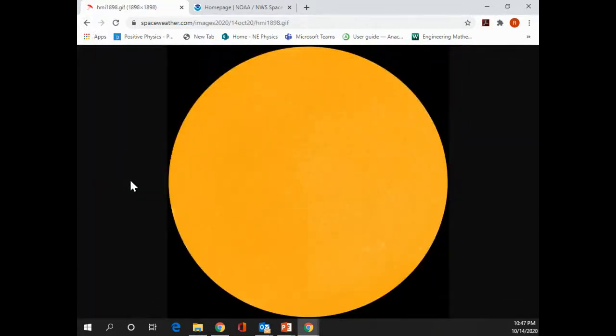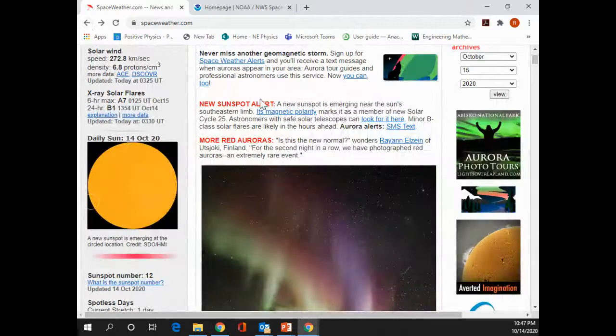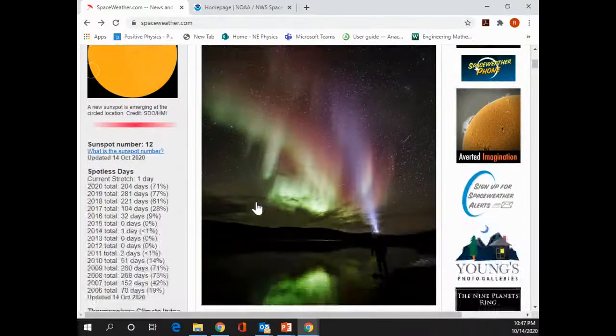Right now, there's virtually nothing happening, except right down here on the edge of the sun is an active region rotating towards us. In fact, it says up here, new sunspot alert. There's an active region about to rotate towards us. And there's information about auroras, because we just talked about how that relates.